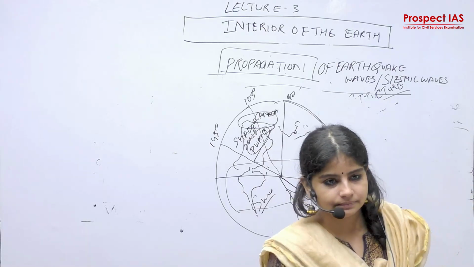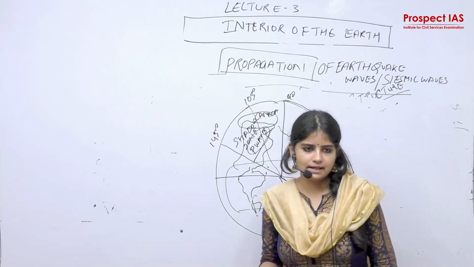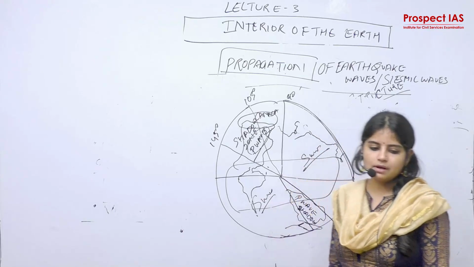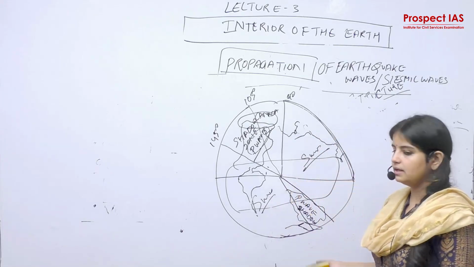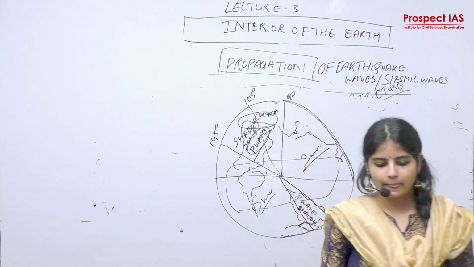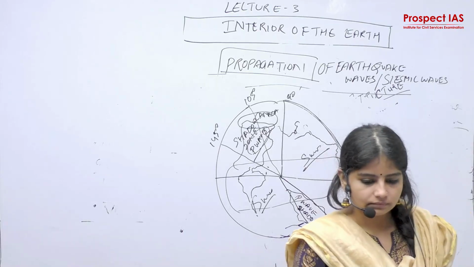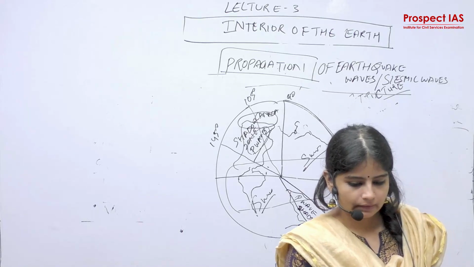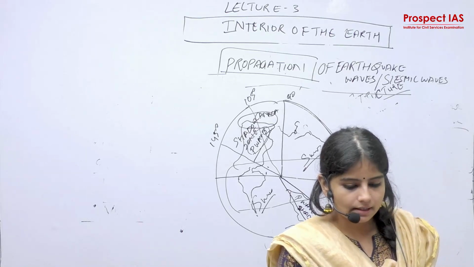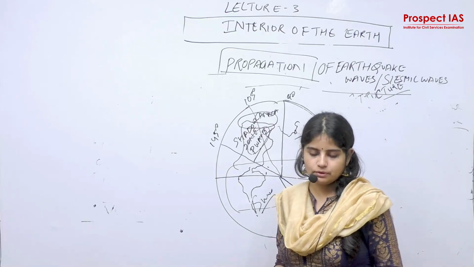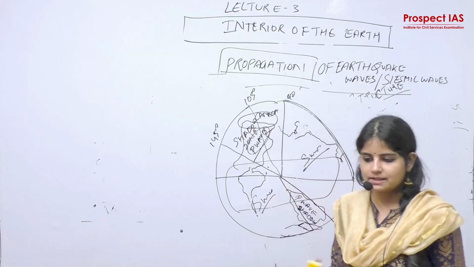Concept clear? North America, America, Canada, yes? Correct. So the concept of shadow zone, hope you have cleared. Any confusion with that? Now we have layers of earth.